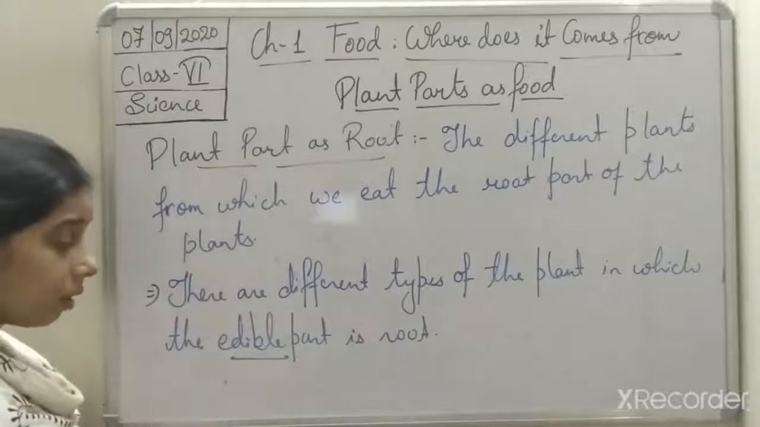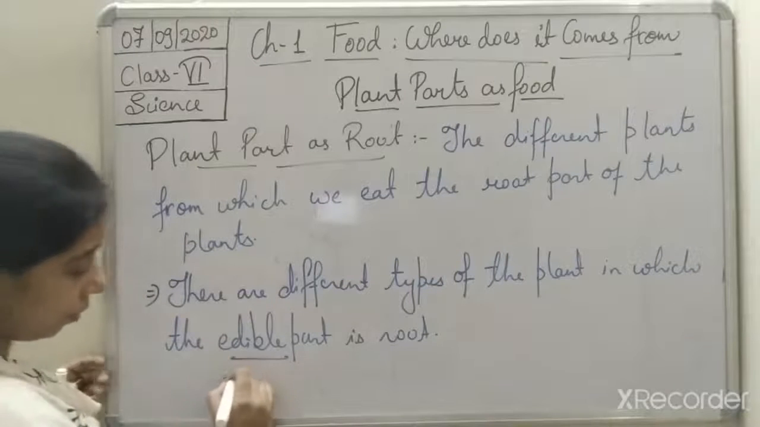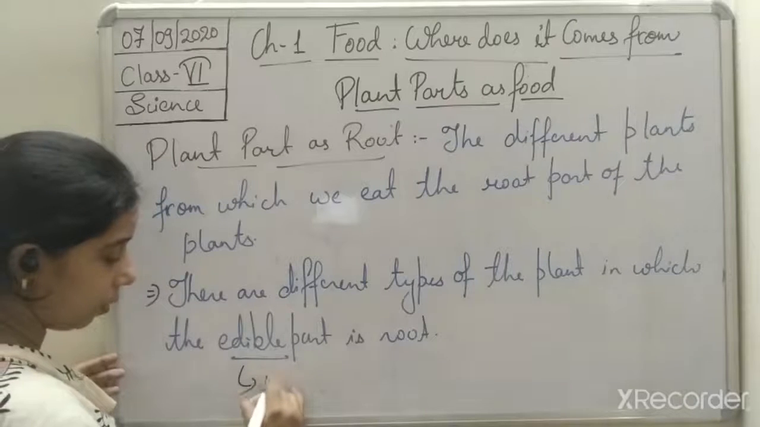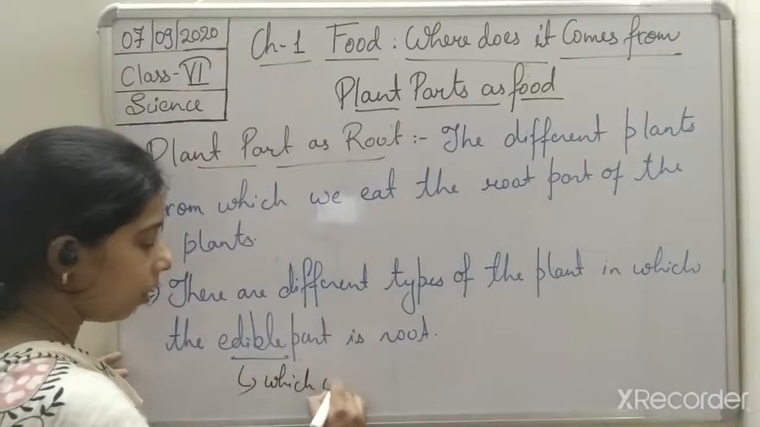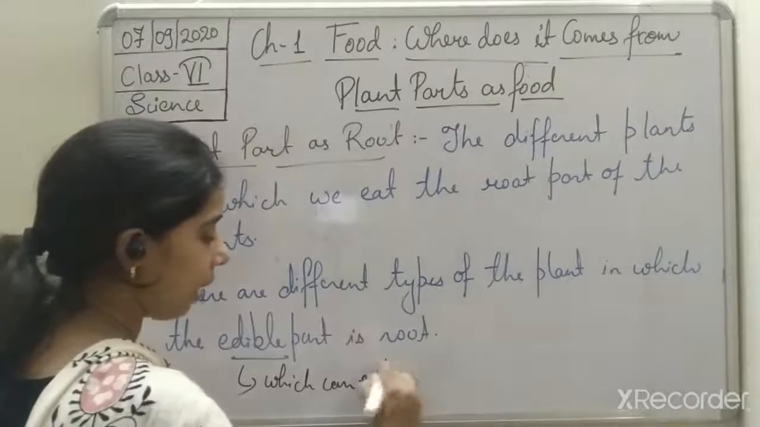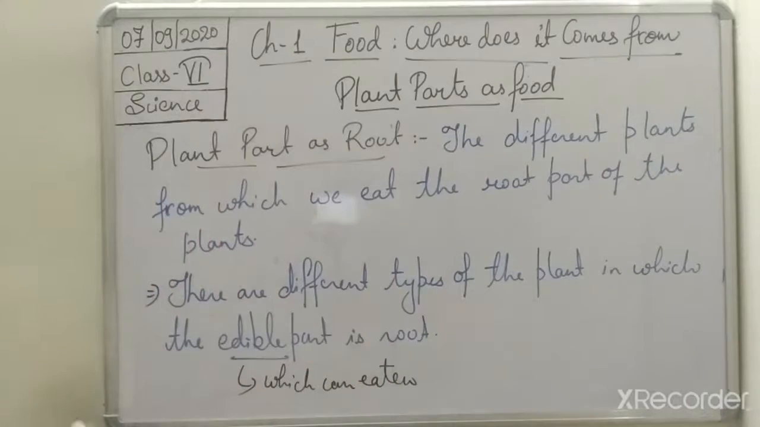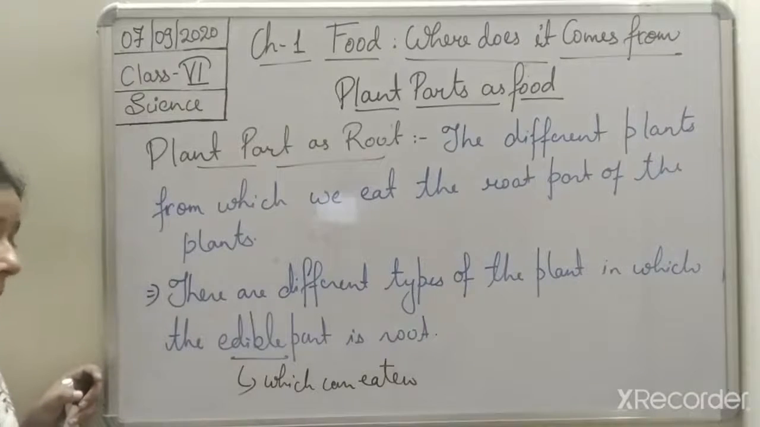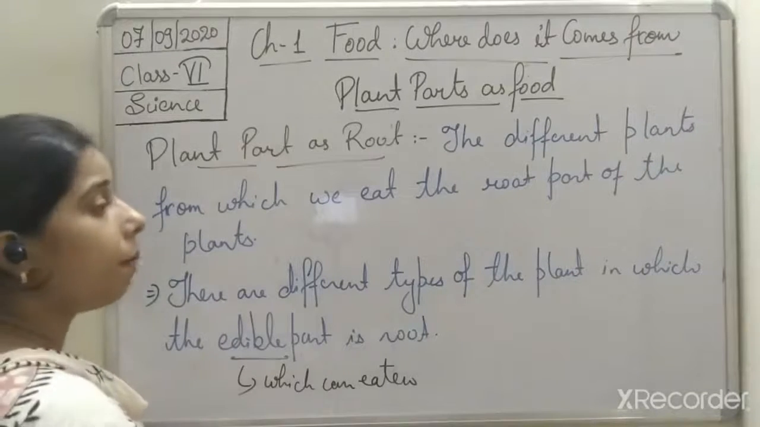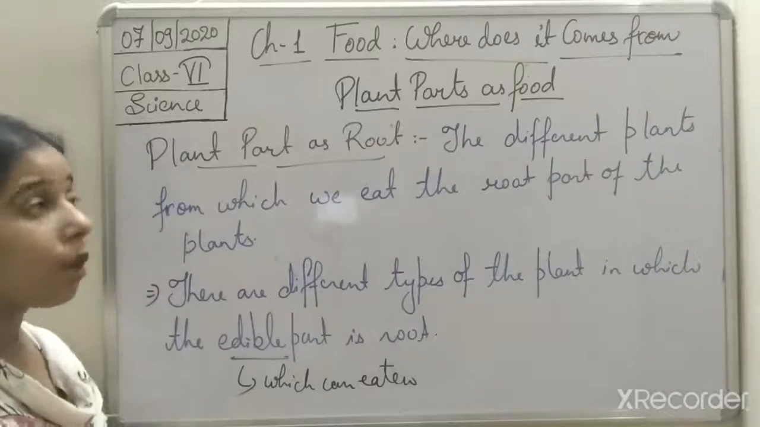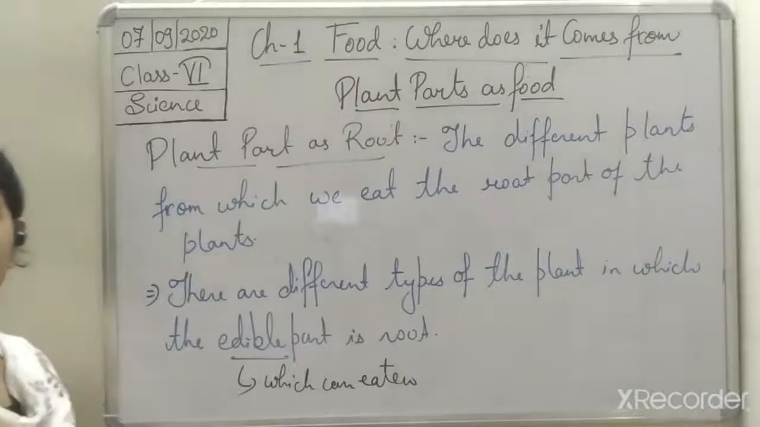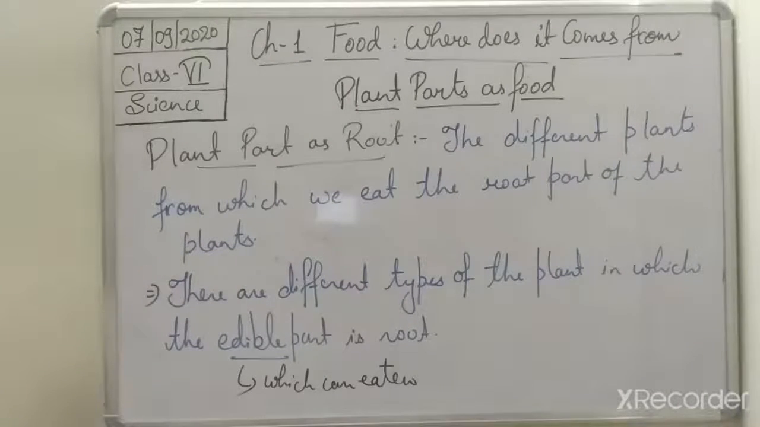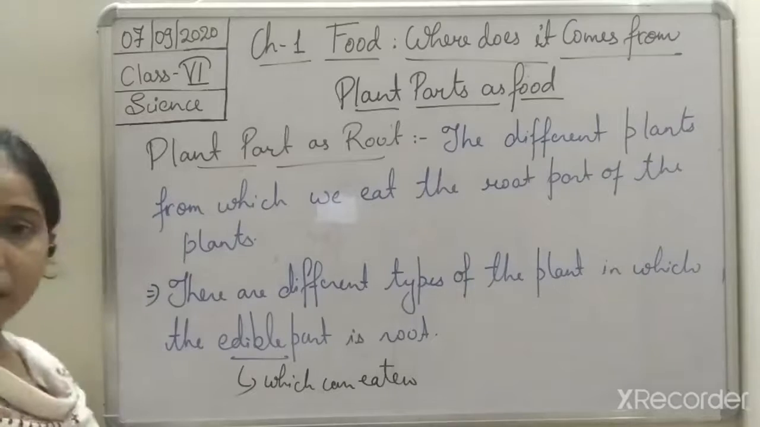Now see here, student, what is edible? Edible means the thing which we can eat. Okay, so the part which we can eat, which can be eaten, that is known as edible. So you see here, student, these are the different types of plants in which the edible part is the root. Now what are the different types of plants, student? So you see, carrot is there, turnip is there, and sweet potato is there.